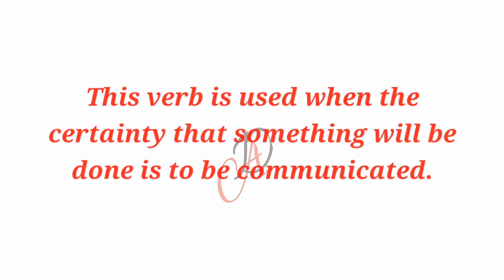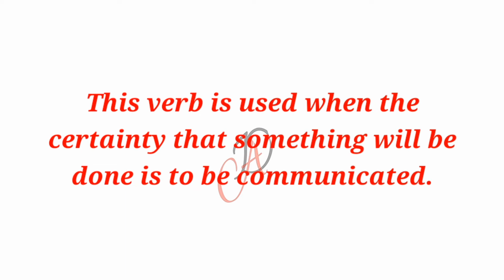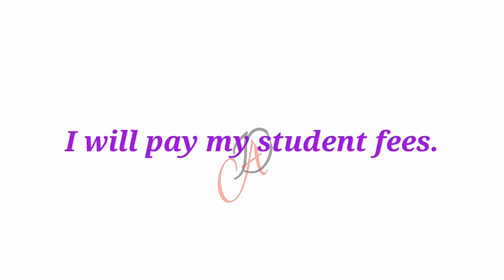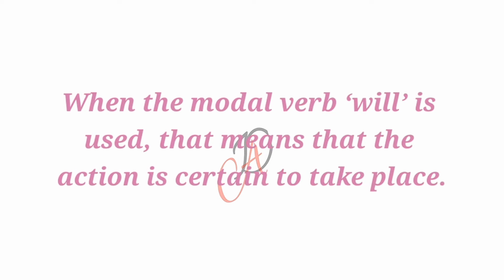The first modal verb is will. This verb is used when the certainty that something will be done is to be communicated. For example, I will pay my student fees. When the modal verb will is used, it means that the action is certain to take place.